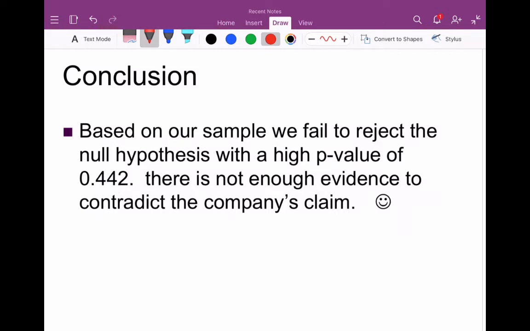So they could be wrong, but we don't have enough evidence to show that, so we failed to reject it, or we would retain our null hypothesis. So there's no reason to not believe that they actually do make 20% orange M&Ms.